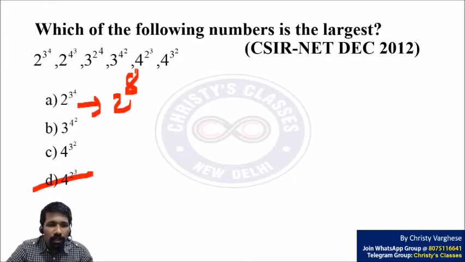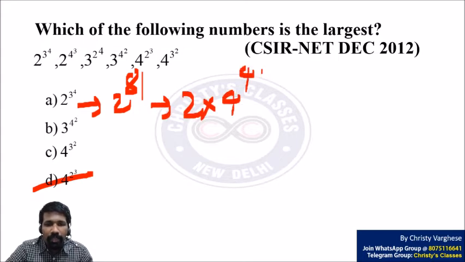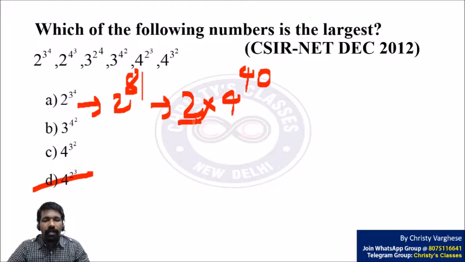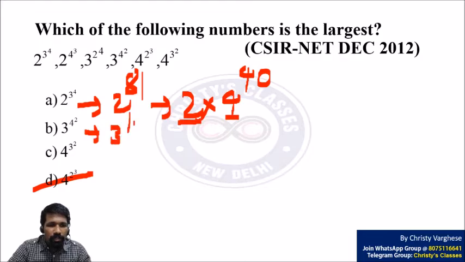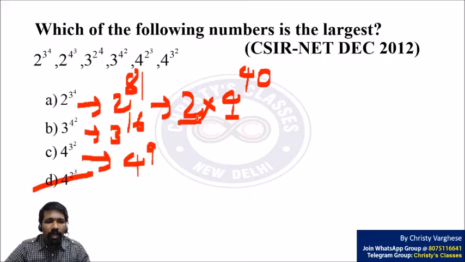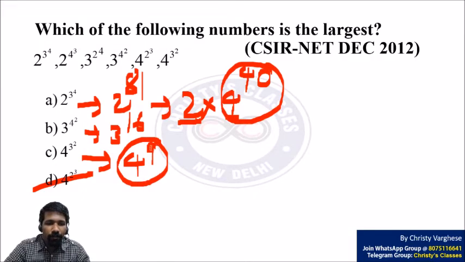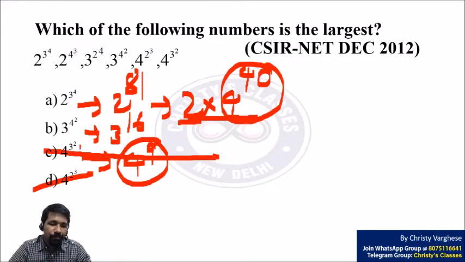This is 2 raised to 81. We wrote it as 2 times 4 raised to 40, the 2 because that didn't get a partner. That is why we are not including it in the 40s. Now this is 3 raised to 16 and this is 4 raised to 9. Now look at options A and C. 4 raised to 40 itself is bigger than 4 raised to 9. So 2 times 4 raised to 40 will compulsorily be bigger than option C, 4 raised to 9. So option C cannot be the answer.